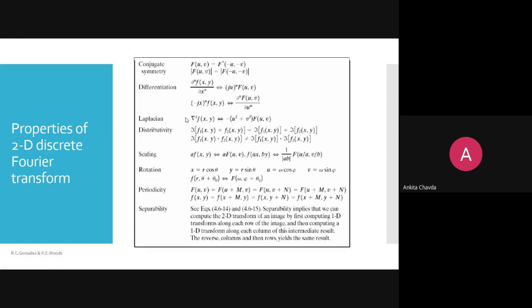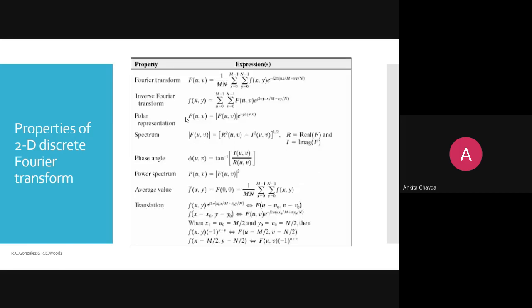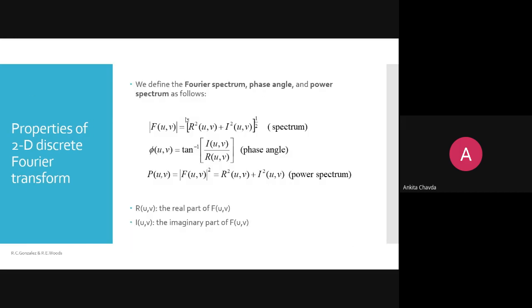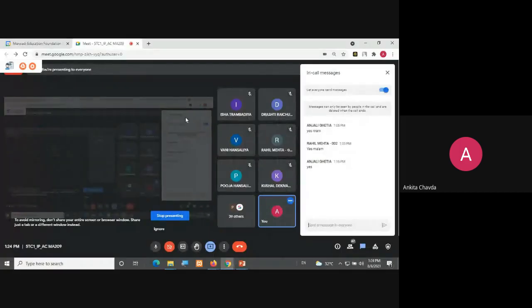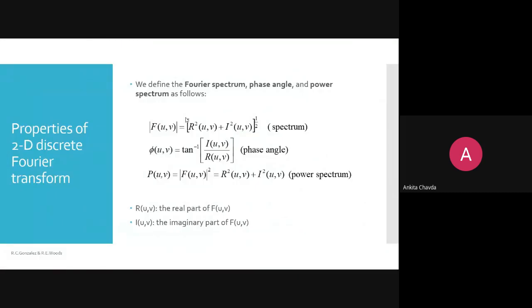Okay, fine. So, the three main properties here are the main properties of your 2D discrete Fourier transform. We define here the Fourier spectrum, phase angle, and power spectrum like this. Here, F of uv, that you know, is your image which is already converted into the frequency domain, right?